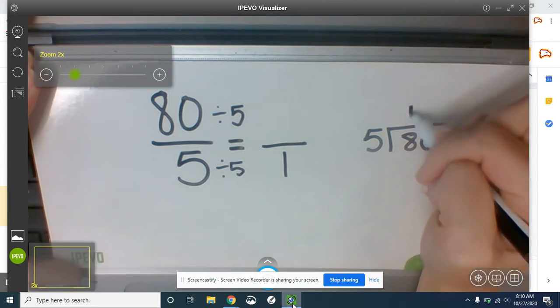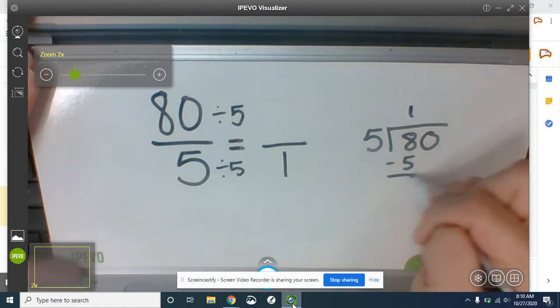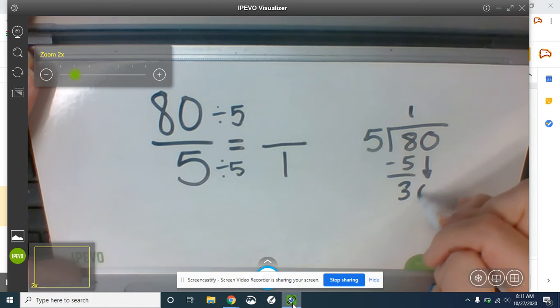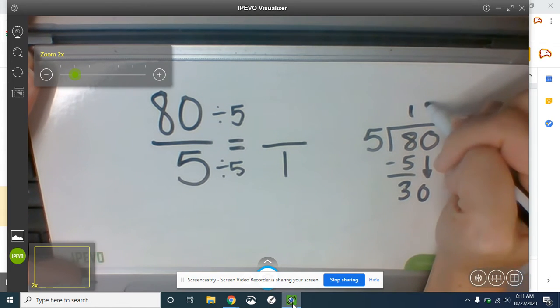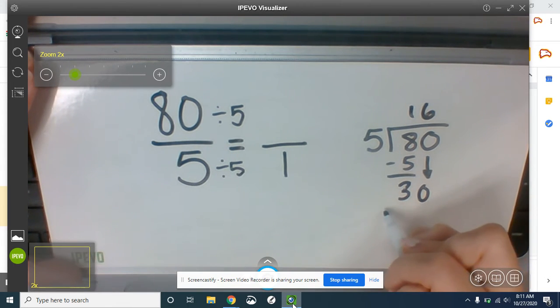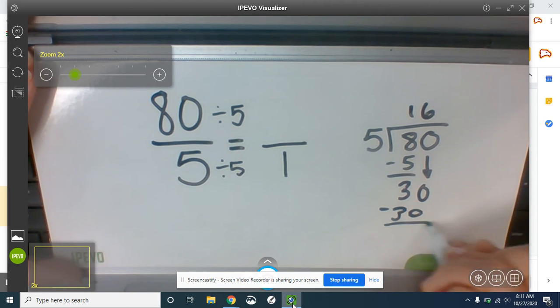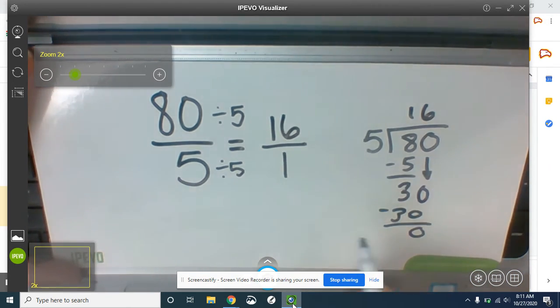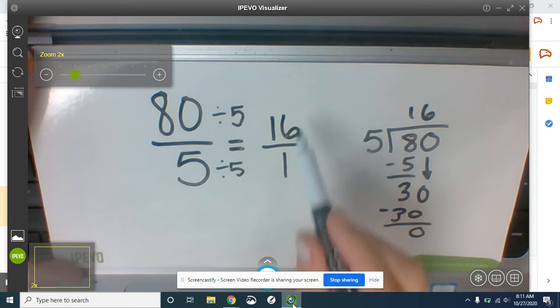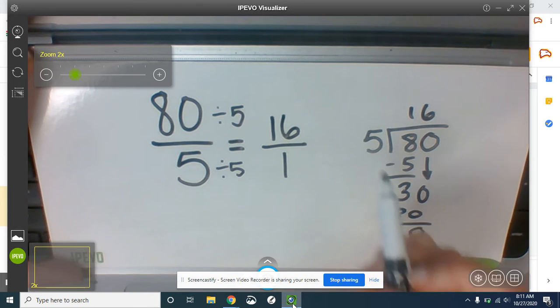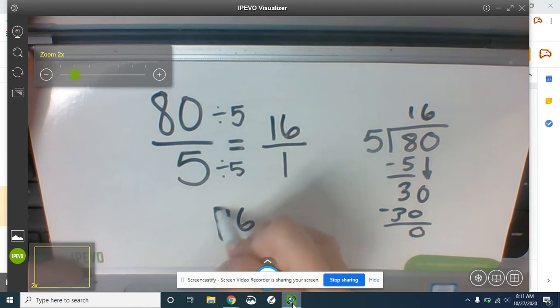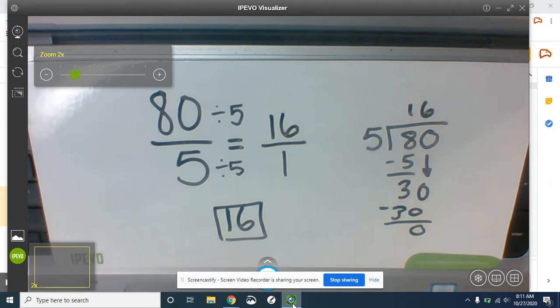So 5 goes into 8 once. 5 times 1 is 5. Subtract it, 3 remaining. Bring down our next place value. 5 goes into 30 6 times. 5 times 6 is 30. We have no remainder, which means we are done. We have 16/1. And just like before, we can change a whole number into a fraction by putting it over 1. If we have a fraction with a 1 under it, that means that really 16 divided by 1 is just 16.